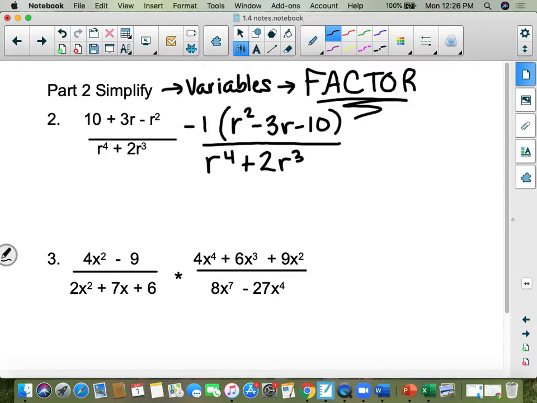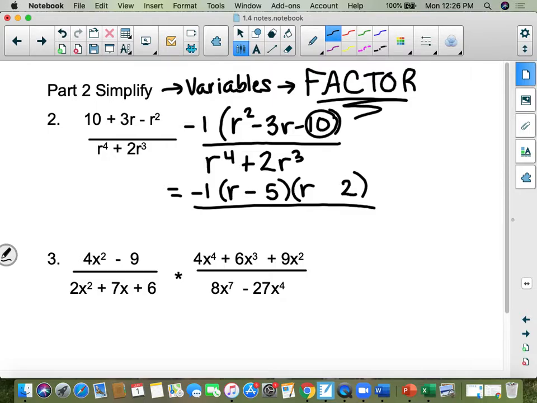I need to factor the top, so I'm going to leave the -1, but I have to factor the top, and everybody learned how to factor last year. You have an r to the second, so you're going to put an r here and an r here. The innermost factors usually work for the factors of 10, and the innermost factors of 10 are 5 and 2, so I'm going to use 5 and 2, and this is going to be the negative, and this one's going to be positive, so that I get the -3r in the middle.